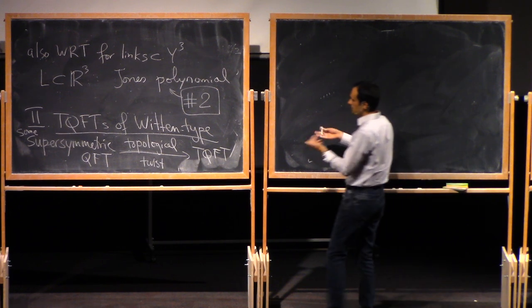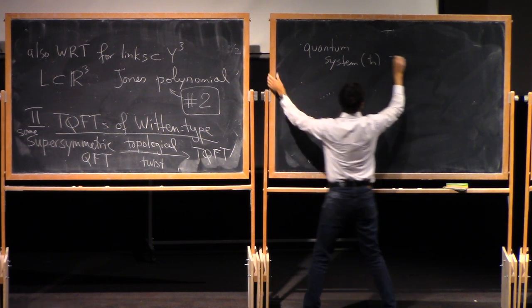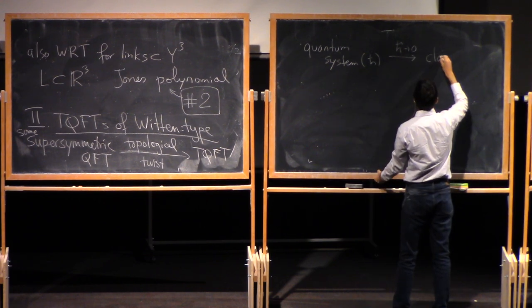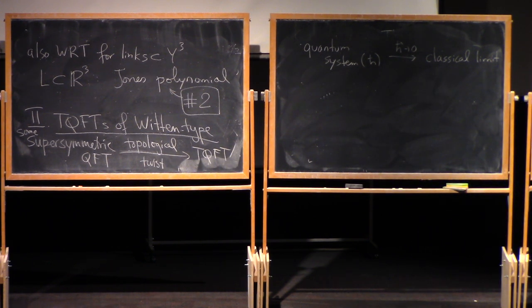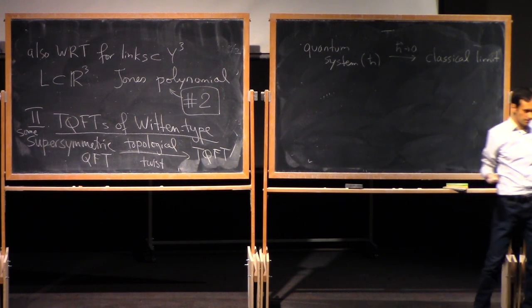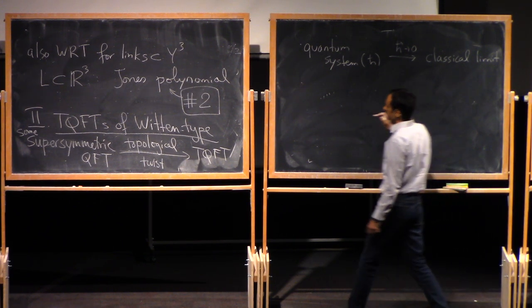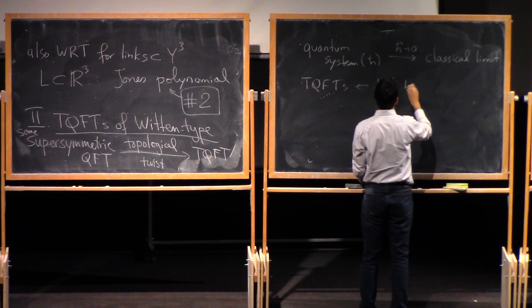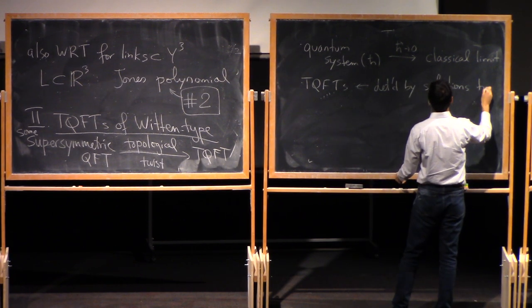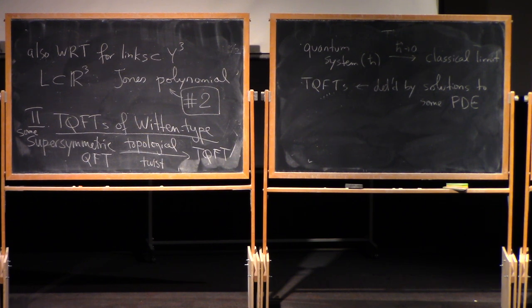First of all, they come from a quantum system involving some h bar. And when you set h bar equals 0, you get the classical limit. That's classical field theory, which is usually much easier. It's in terms of differential equations. Now the topological twist, the TQFT, doesn't actually involve h bar. So you can actually read it from the classical limit. So the TQFTs of Witten type are typically determined by solutions to some partial differential equations. And the typical examples, I'm going to come back to this in a moment, are Seiberg-Witten or Yang-Mills equations.